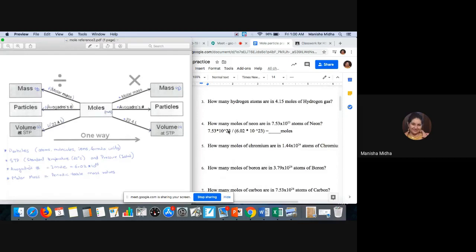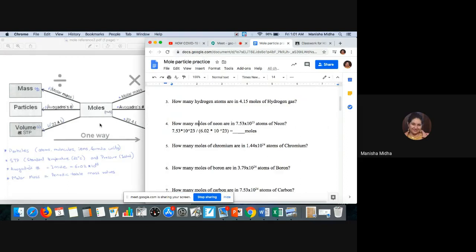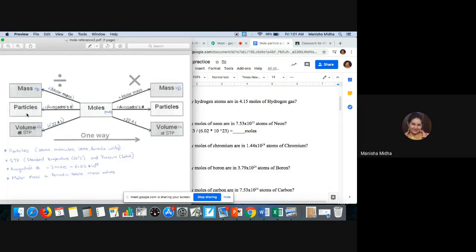Question number 4, how many moles? Now it's reversed. How many moles? So moles is your destination. And they gave us atoms, these many atoms. So this is our starting point. So atoms are particles, as we have discussed before. So particles are right here, and we are going towards moles because moles is our destination right here. Moles is our destination. We can only travel from left to right, remember.